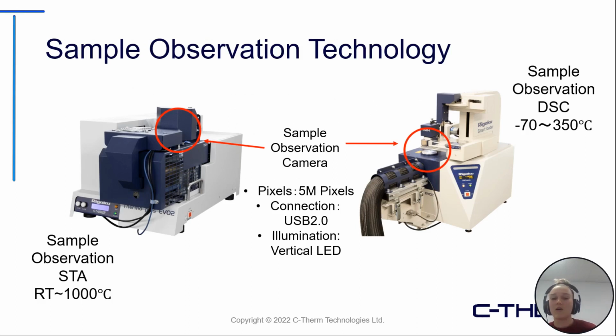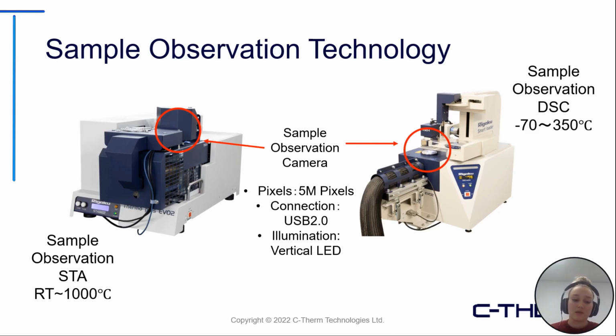Okay, so how do we go about getting that information that we can't see with traditional calorimetry? Well, we can use Rigaku sample observation technology. As you see on screen there, it's available on these two instruments, the STA and the DSC. And these allow you to actually see if there's a change in color and shape of the sample as it's being tested. And the visual information is always going to be linked to the data.